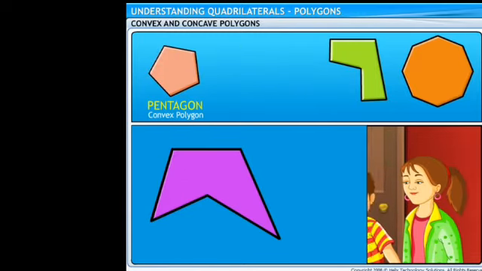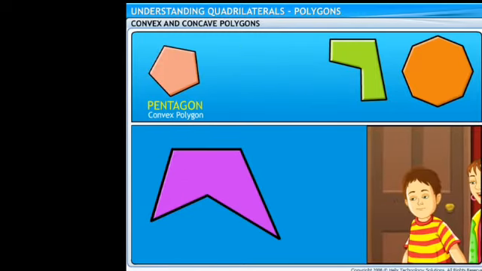Now, it's your turn, John. This polygon has 5 sides. So, this is a pentagon. To check whether this polygon is convex or concave, I will draw the diagonals. One diagonal lies outside the polygon, so this is a concave polygon.